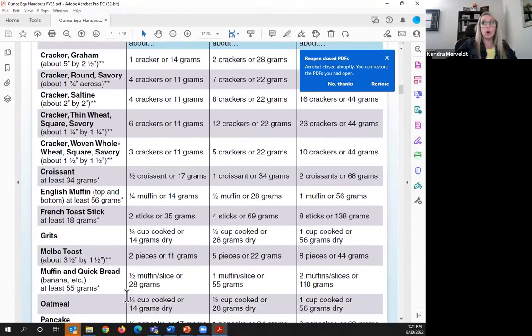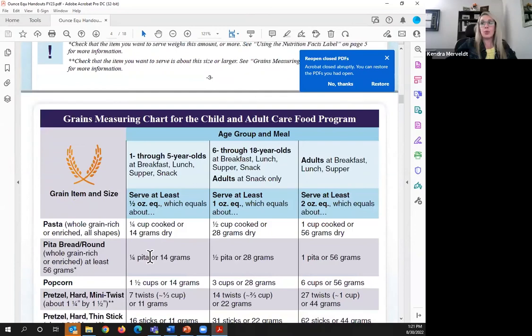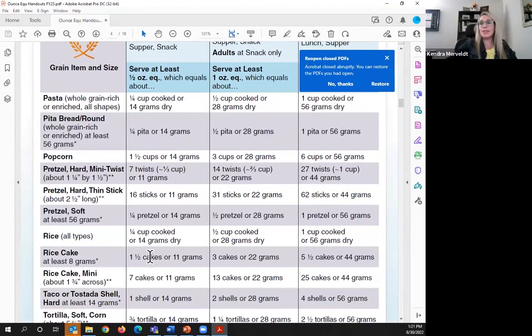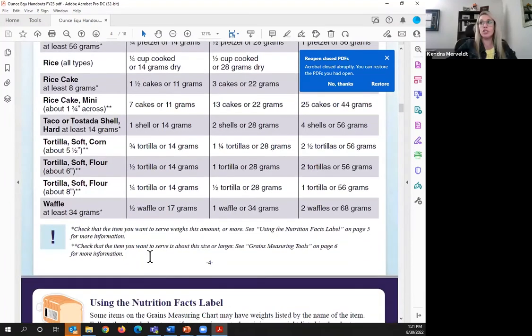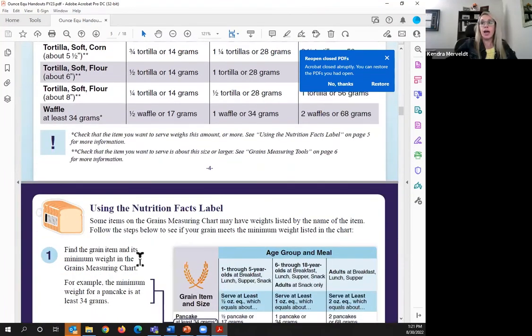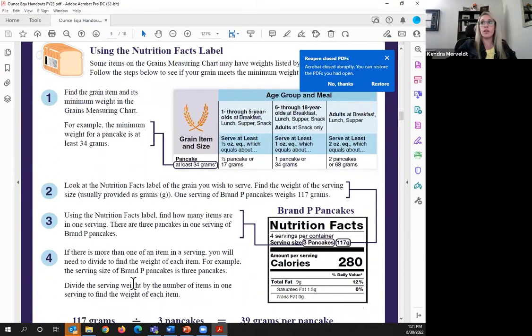And this is where we found our oatmeal. And then it just keeps going with pasta and rice. It gives you, again, great information. This is a great tool, and I highly suggest using this. And it also talks about how to use the nutrition facts label with that chart so that you use it effectively.